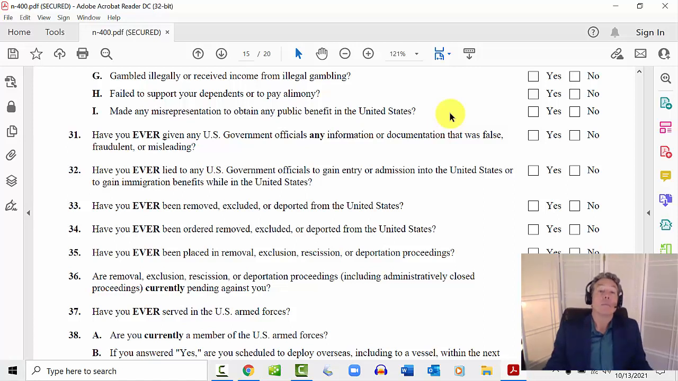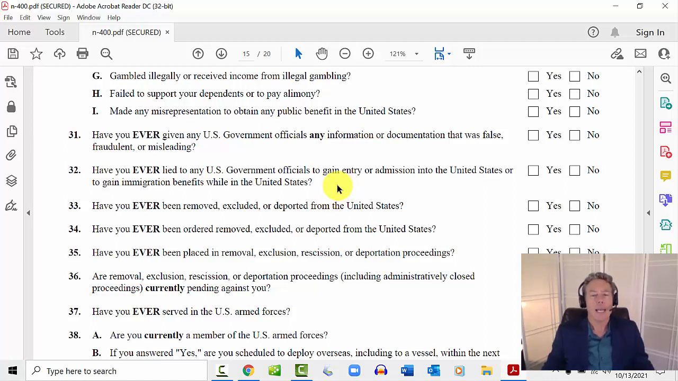So, this can sink you right here. But if you admit it, there might be waivers available. So again, if you have to hit yes on this, that means you want to talk to a lawyer to find out if there's a waiver available, how bad it's going to be, and how to present this information to the immigration. Have you ever lied to any U.S. government official to gain entry or admission into the United States or to gain immigration benefits while in the United States?